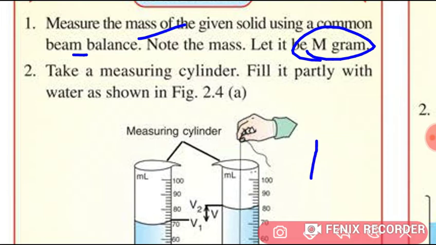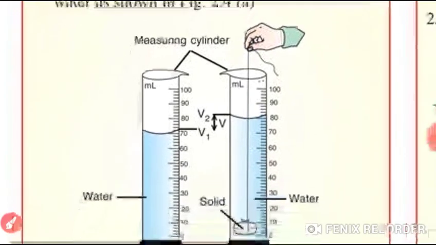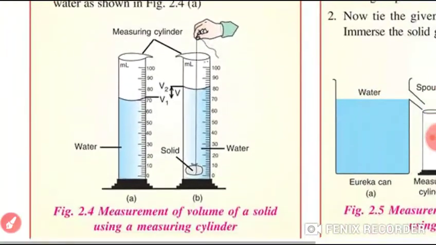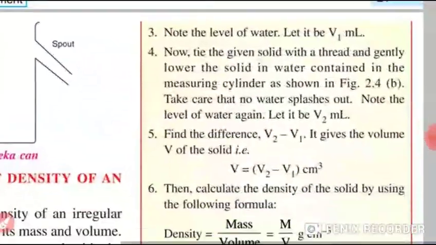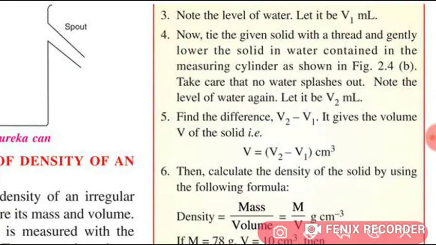Now take the measuring cylinder and fill it partially with water. Clear? Now what you have to do? Note the level of the water. Let it be V1 ml. Now what you have to do?